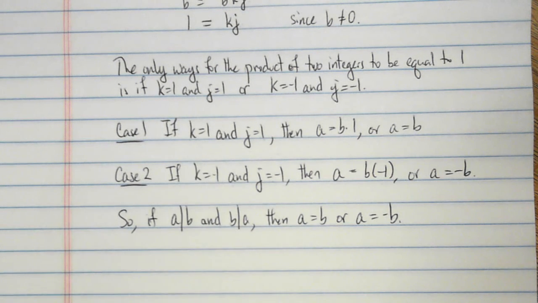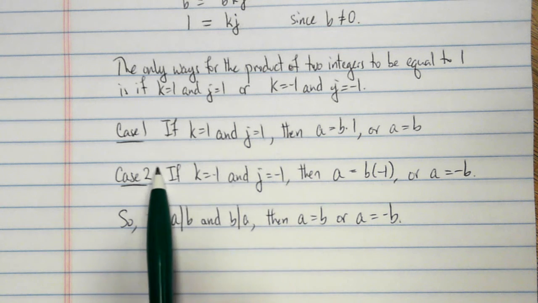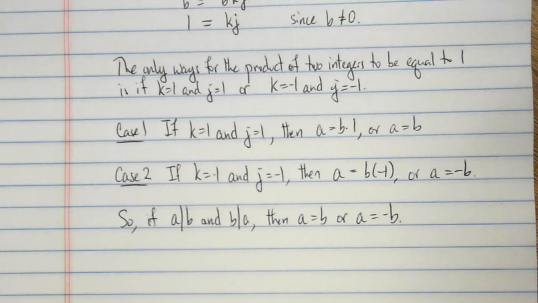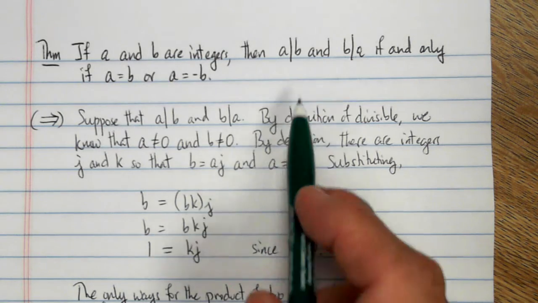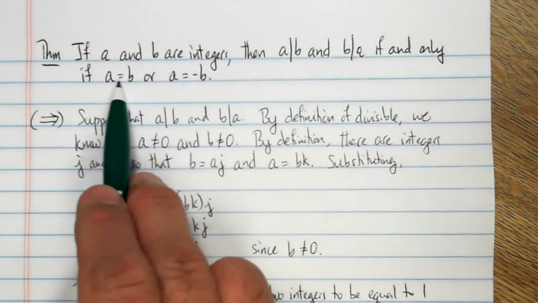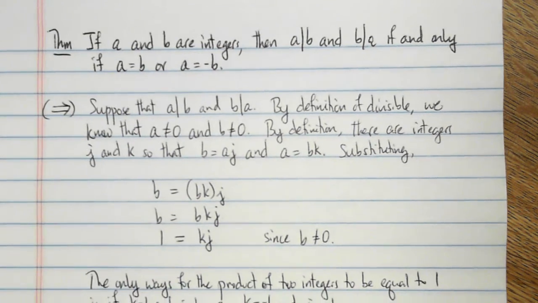Okay, so this is an example of a proof by cases. One of these two cases has to happen, so I just run through those and see what happens. So that's an example of a proof by cases. All right, now this is an if and only if. So let's go back to our original statement. a divides b and b divides a if and only if a equals b or a equals negative b. So I've done one direction, now we'll do the other direction.